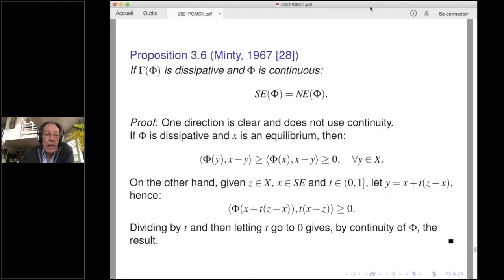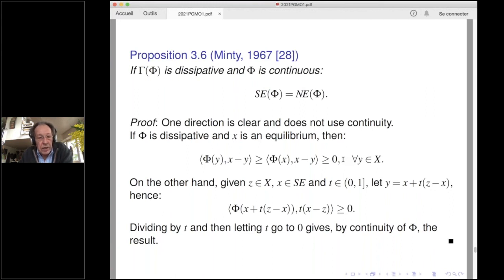And the proposition due to Minty again is that if phi is dissipative and continuous, then both sets coincide. In one direction, you don't use continuity. If phi is dissipative and you have an equilibrium, then phi y minus phi x, x minus y is positive. You remember, you change the sign. So phi yi is greater than this, and this is positive because you have an equilibrium.